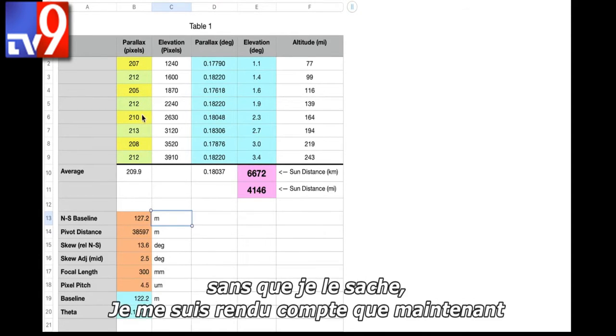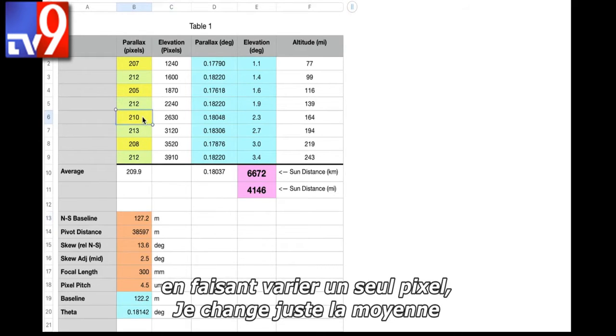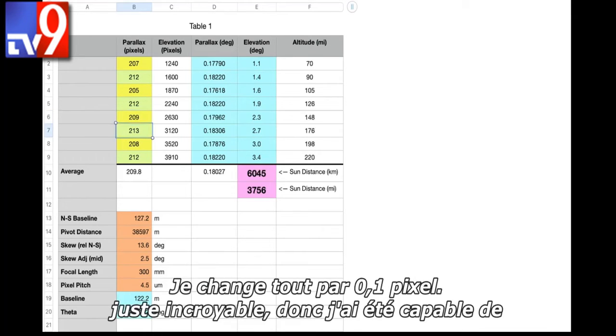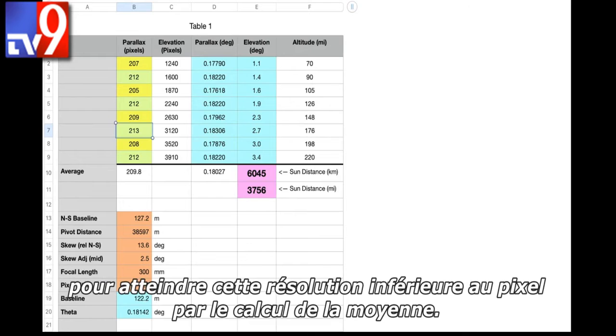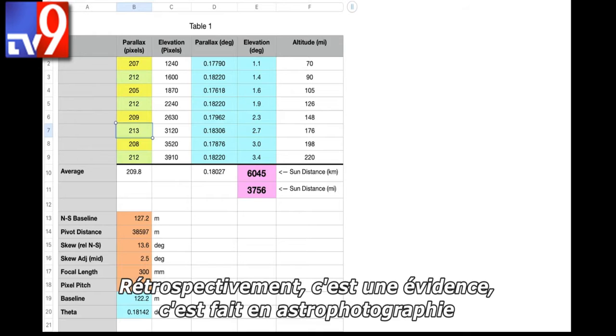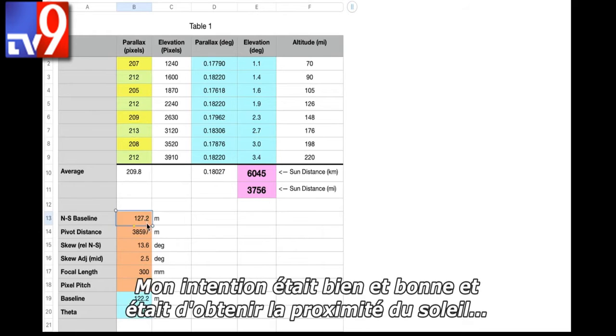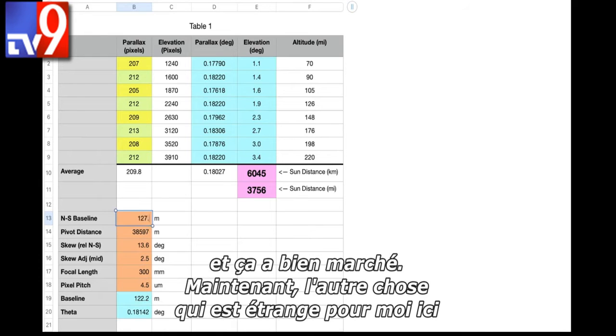Unbeknownst to me, by just varying 1 pixel, I am barely changing the average. I was averaging all the pixels, so in effect now, I am changing everything by 0.1 of a pixel. Just incredible. So I was able to achieve that sub-pixel resolution through averaging. And in retrospect, this is a no-brainer. It's done in astrophotography with multiple photos and everything, you know. So it was good. My intention was to get the proximity of the sun, but in actuality, it worked out good.